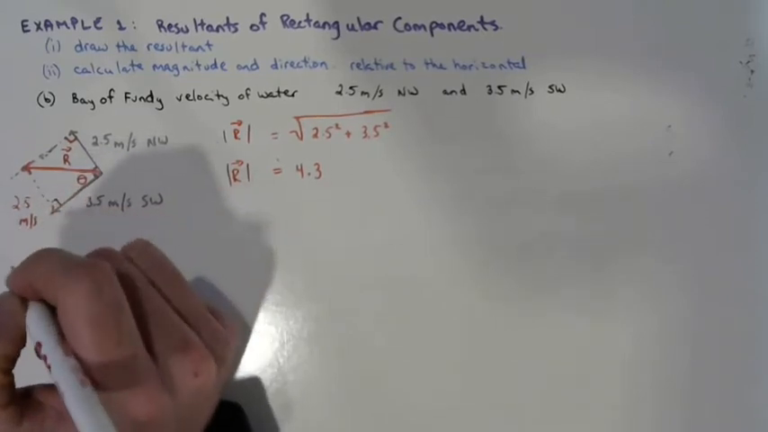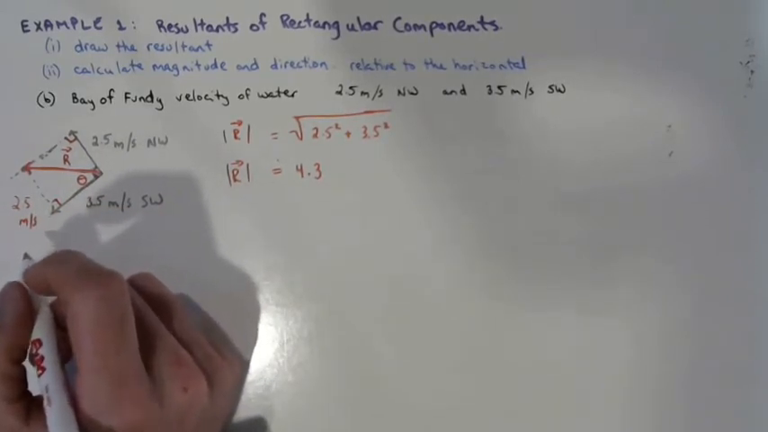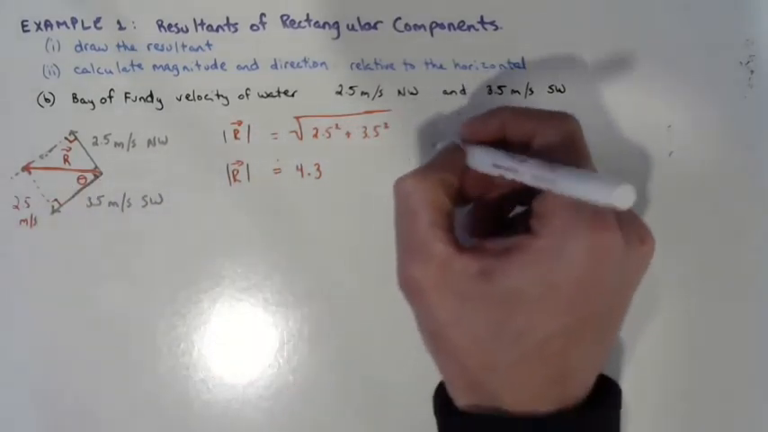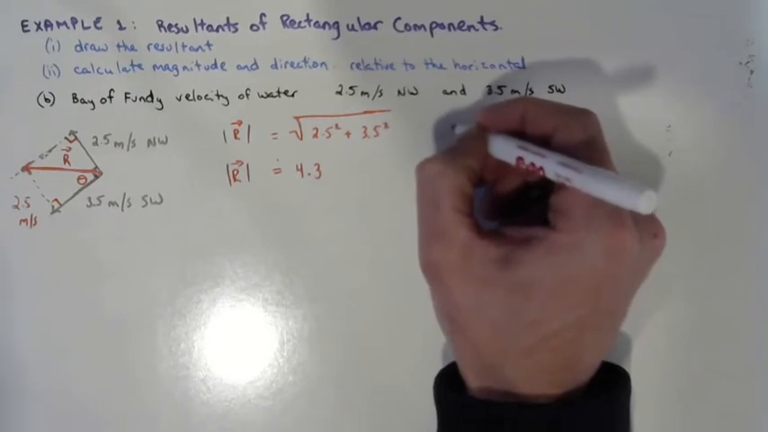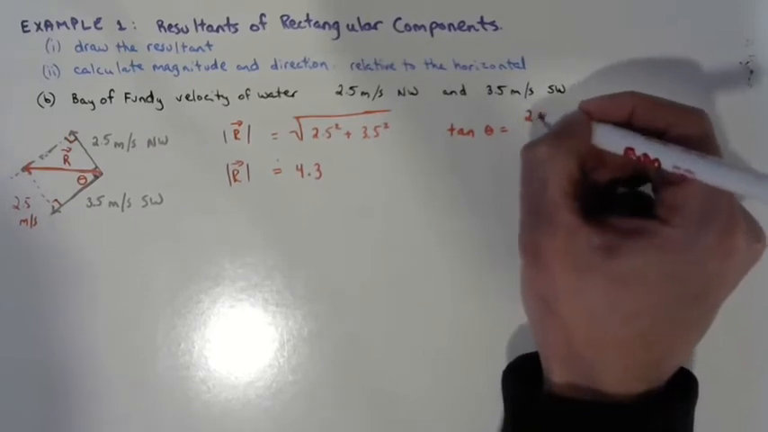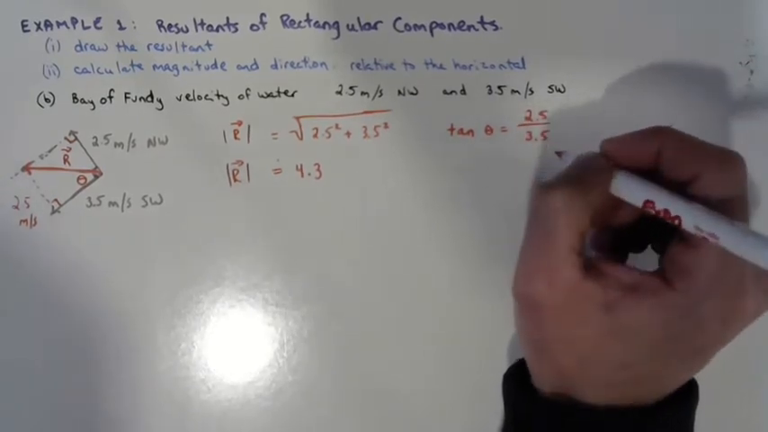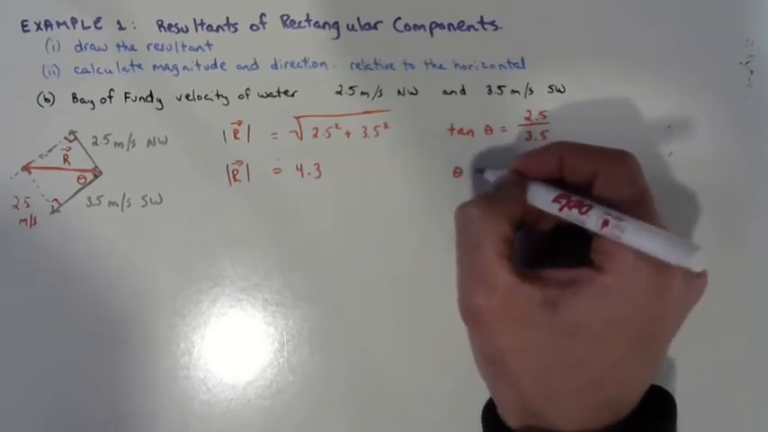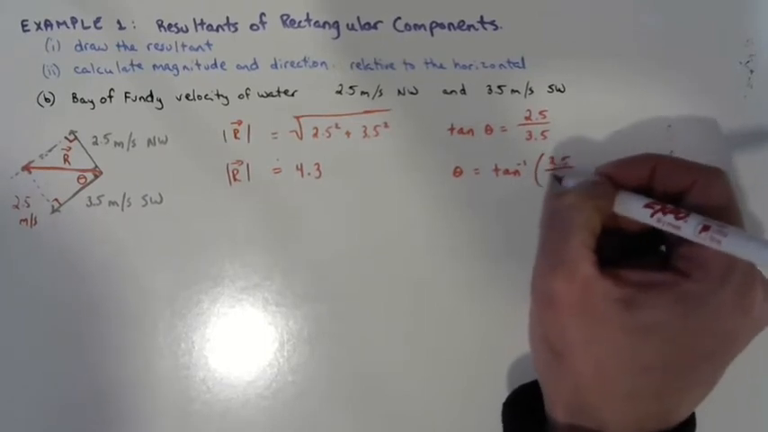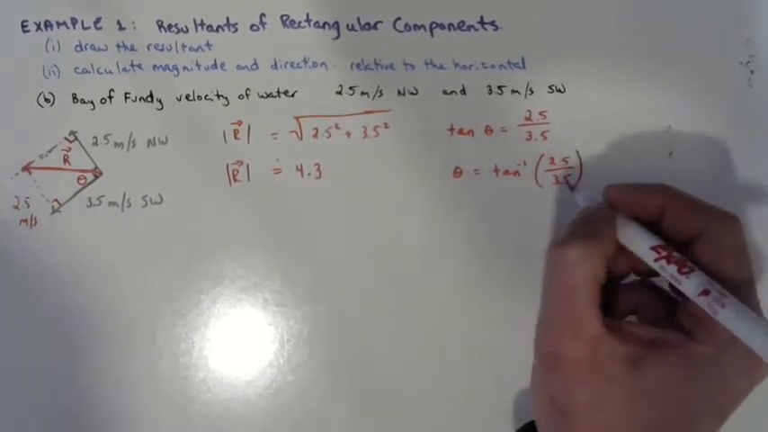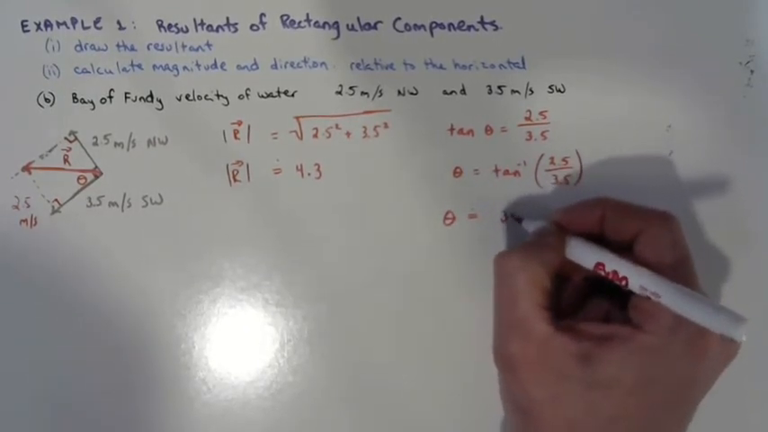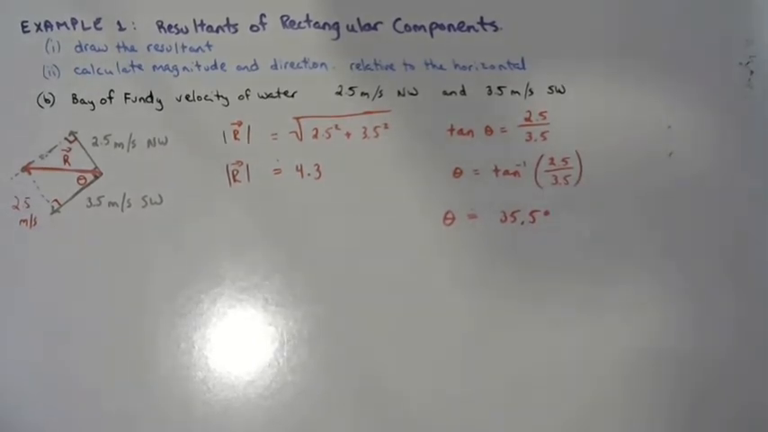So all I need to do then is, I have opposite and adjacent, so I'm going to take the inverse tan. Well, let's do it this way. The tangent of angle theta is equal to 2.5 over 3.5. That's opposite over adjacent, which tells us that angle theta is going to be the inverse tan of 2.5 over 3.5. Check that in your calculator. You will get that theta is approximately 35.5 degrees.